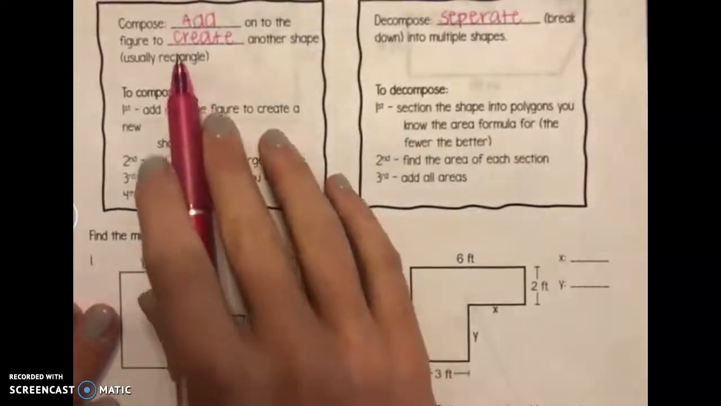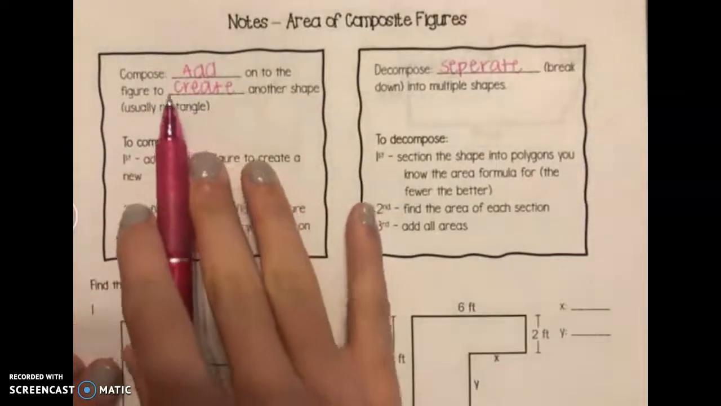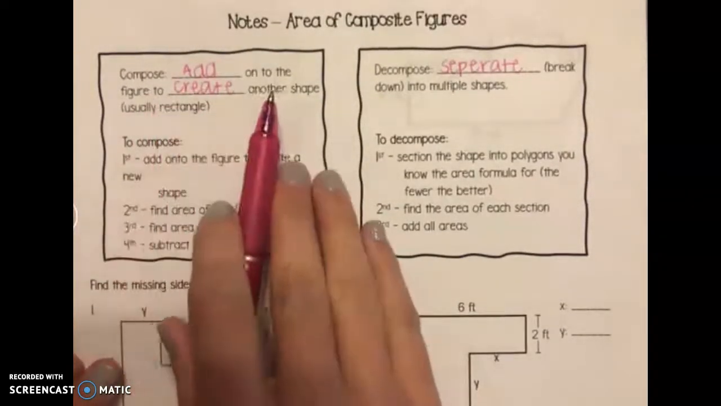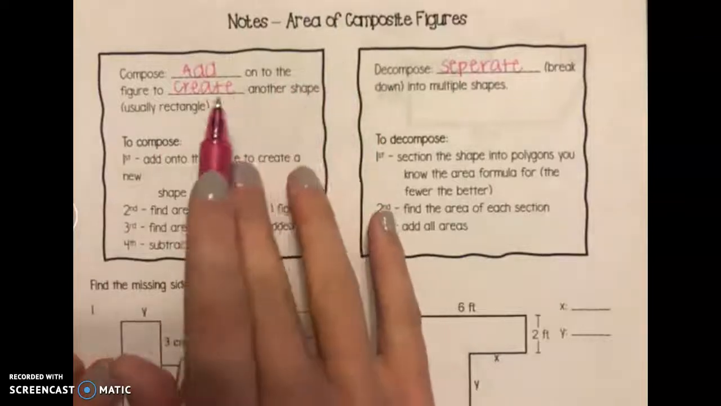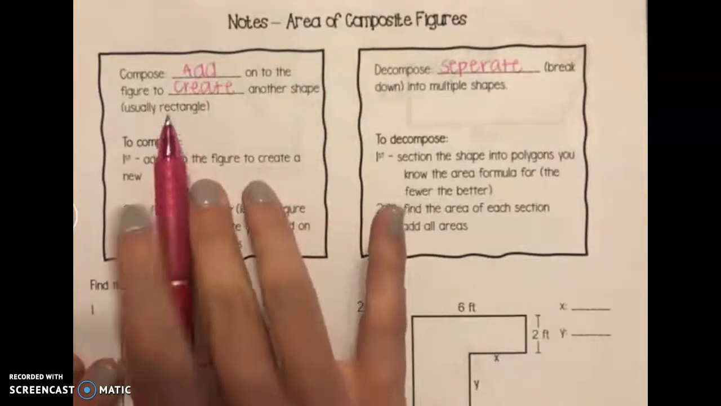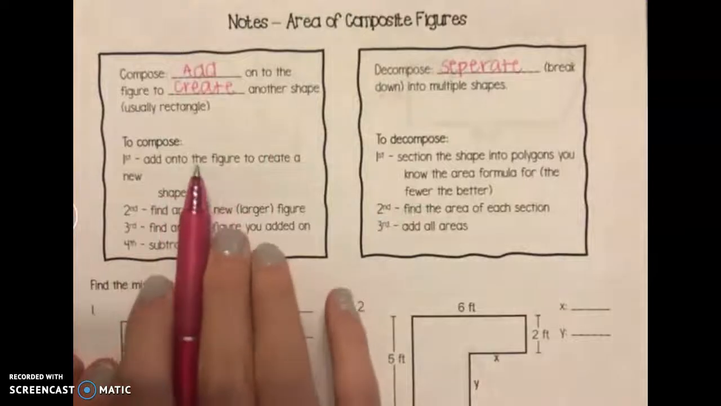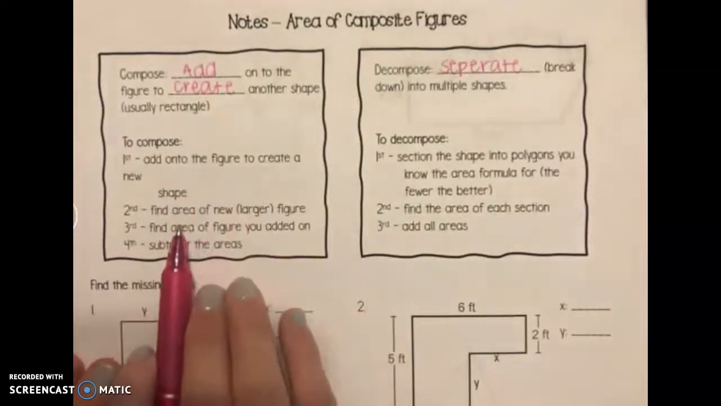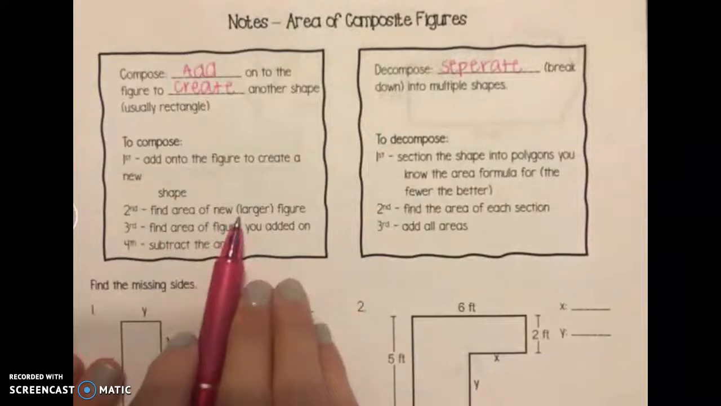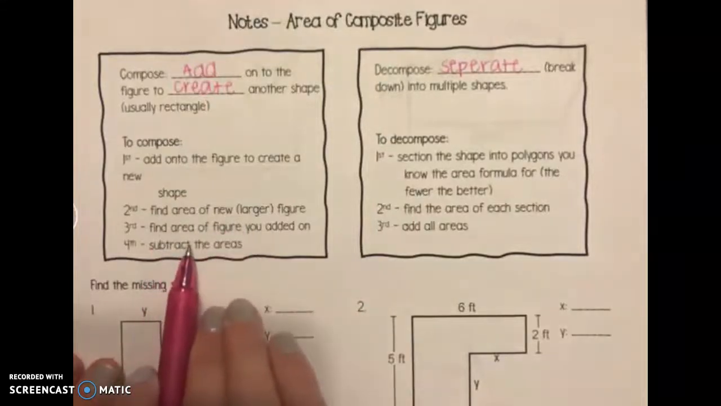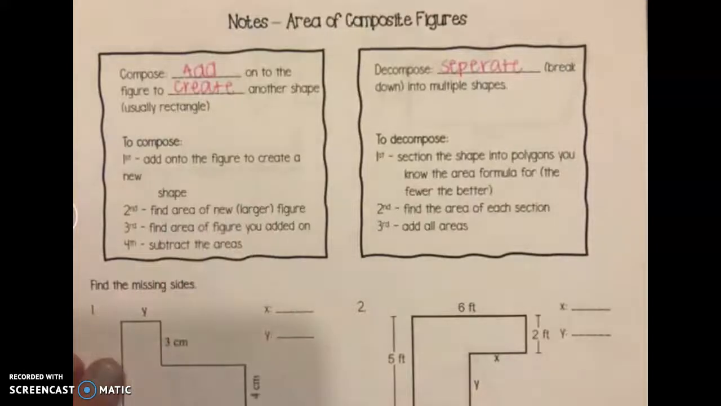So if we're going to be composing something, that means we're going to add on to the figure to create another shape. Okay, so we're going to be adding on to create a shape. And that usually means it's going to be a rectangle, typically, not always. And here are our rules for that. So you're going to add on to the figure to create the new shape, find the area of the new larger figure, then we'll find the area of the ones that we added on, and then we'll subtract it because we don't actually need that new area that we put in there.